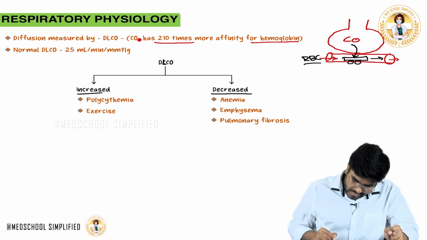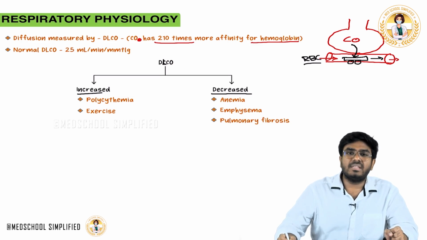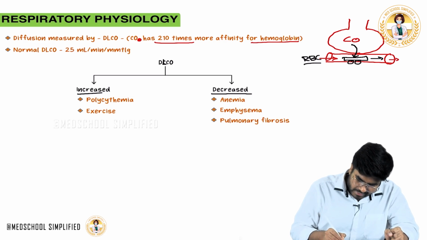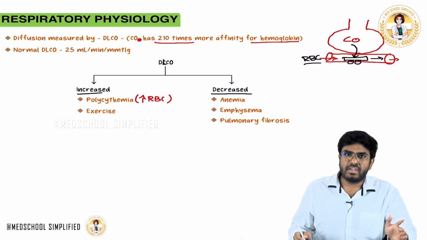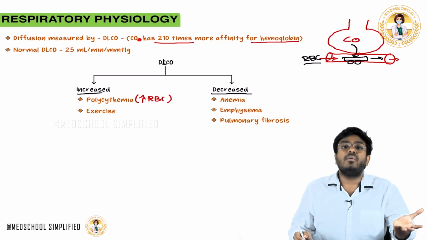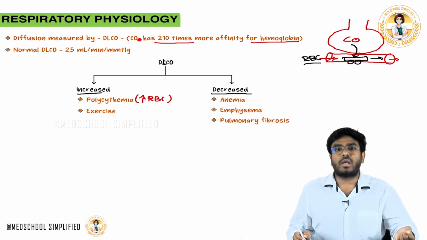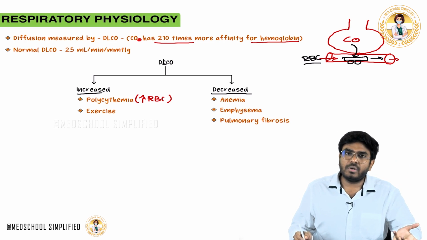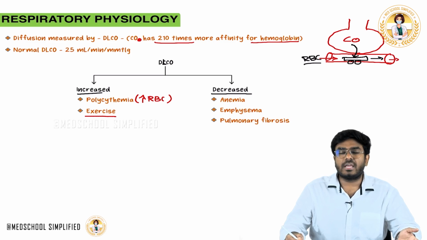So the conditions in which DLCO is increased: polycythemia. What is polycythemia? Polycythemia is a condition where there is an increased number of RBCs. If more RBCs are going to the lungs, they will readily take up the carbon monoxide. So what happened to diffusion? Diffusion is more.